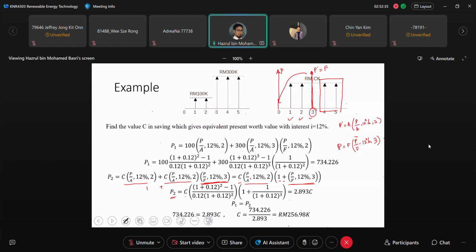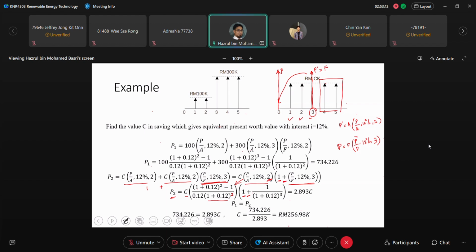So C, okay, this is 1. Where is it? Oh yeah, this one. 1 plus I squared, squared because number 2, minus 1 over 0.12 is the interest factor, multiplied by 1 plus I. So 1 plus 0.12 squared, squared again because of this number 2. Multiply by 1 plus P over F.